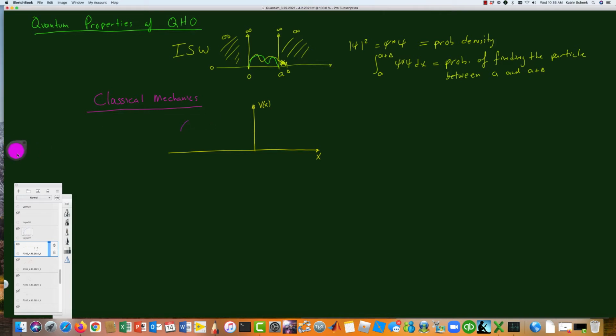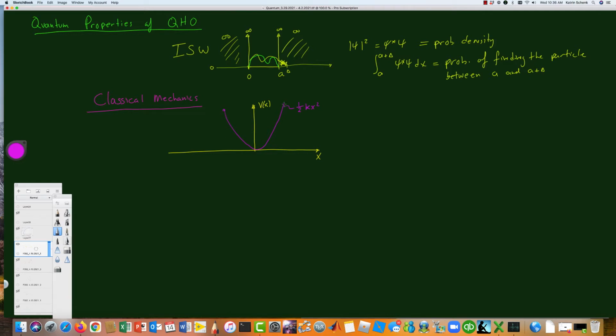Let's make it really simple. Let's just have it be something like this. And what I'm trying to draw here, which I'm a terrible drawer, as you all know, is the 1/2 kx squared parabola that is the potential energy for a mass on a spring. So you can see the potential energy function is parabolic.